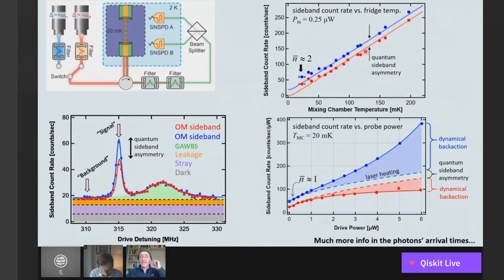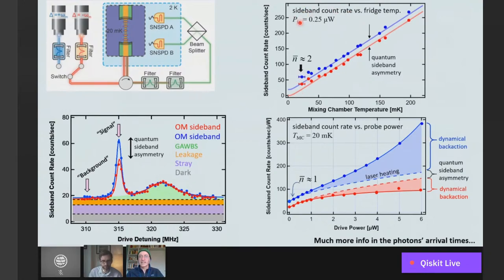These two lines here are a fit where the only free parameter is just the vertical scaling of the data. If you like, it's telling us our detector efficiency and the like, but otherwise it's just saying, hey, this acoustic mode should have a certain number of thermal phonons in it. And I should be getting a rate that's either proportional to that mean number of phonons, or proportional to that mean number plus one. And from this kind of fitting and analysis, we can say at the lowest temperatures, we're getting down to a temperature of about two phonons on average in this device. We can characterize the device in sort of more detail. Here, we just work at the lowest temperature.